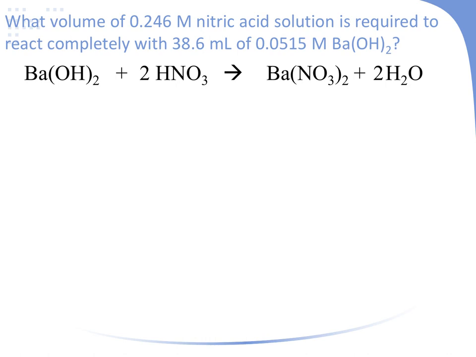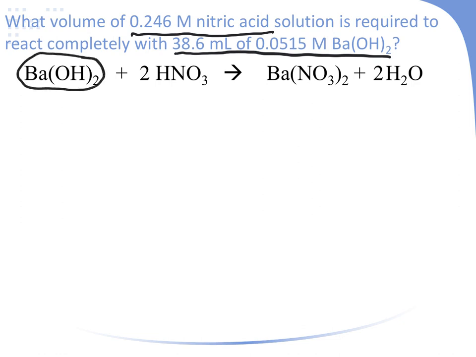So they're giving me the milliliters and the concentration, so the volume and concentration of barium hydroxide. They want me to find the volume, but they gave me the concentration of the nitric acid. What I'm going to do here is take the substance that you have both numbers for, in this case barium hydroxide, and you're going to change it to the nitric acid.